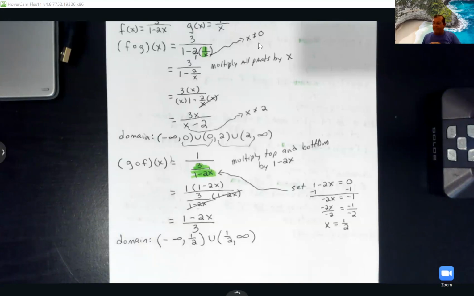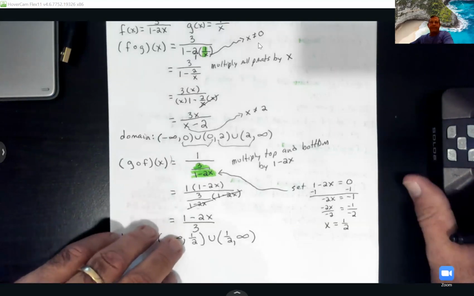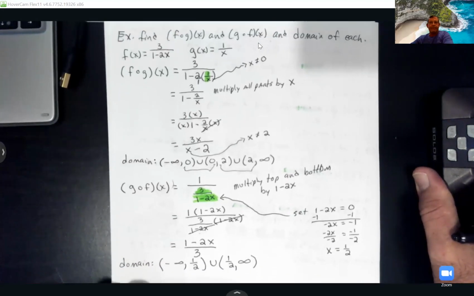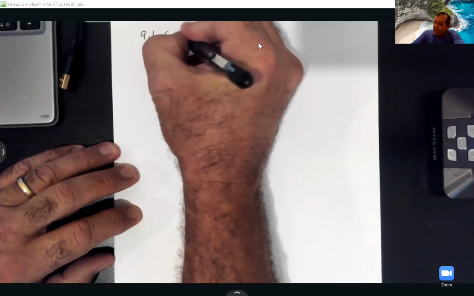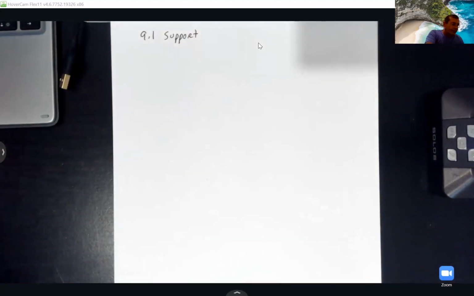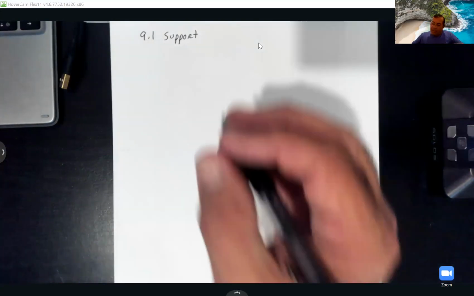All right, also a question on that. So that was 9.1. So I'm just going to show y'all a few problems you're going to see on your 9.1 support. And 9.1 support was just getting you back into practice of plugging numbers in. So let me find my function.